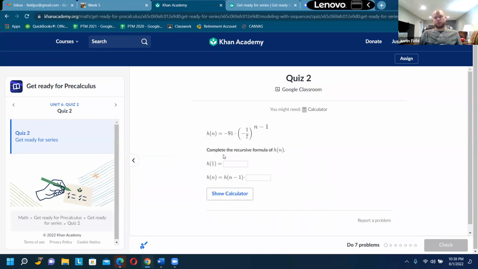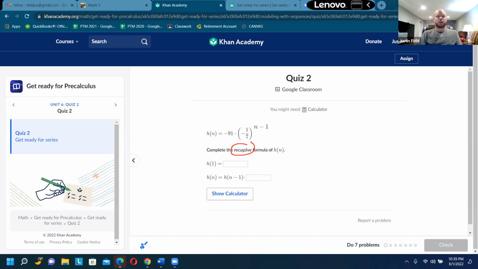So now we have recursive. We have explicit formulas, where we can just give a formula and generate every term in the sequence. And then we have recursive. That means you have to know the term before it. It's a weird sequence where, if you know the term before, you can get the next one. And so, complete the recursive formula for this one.